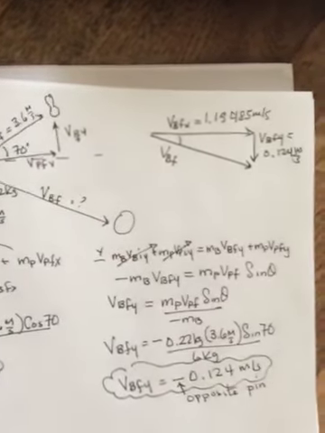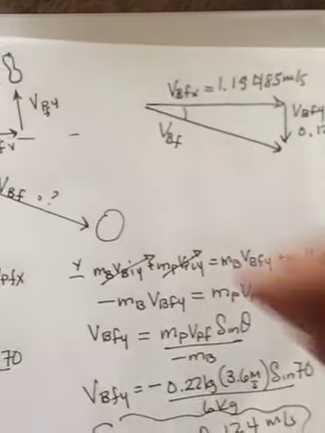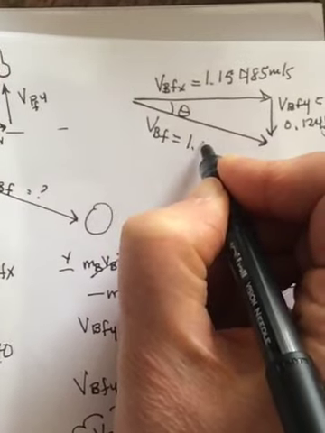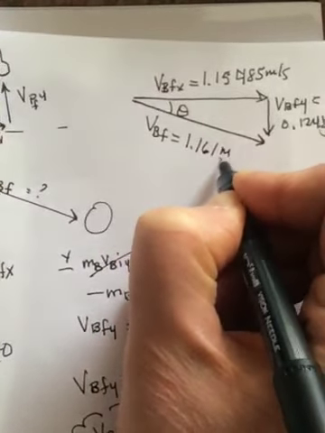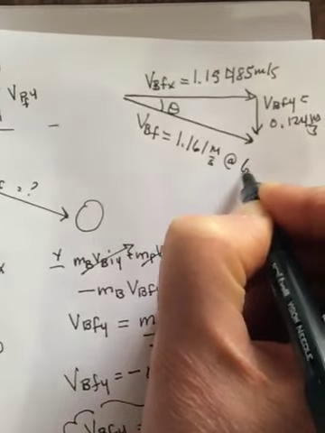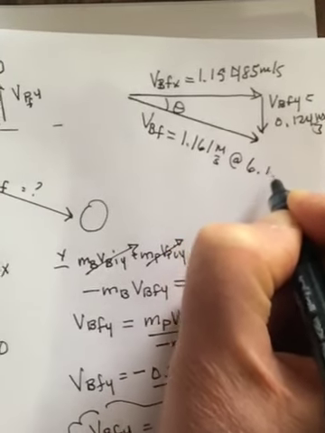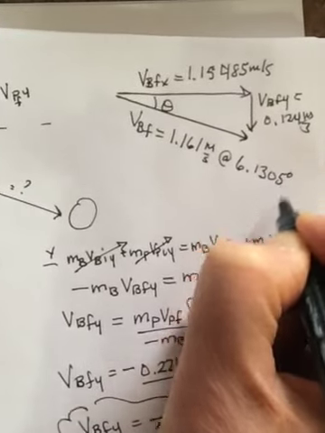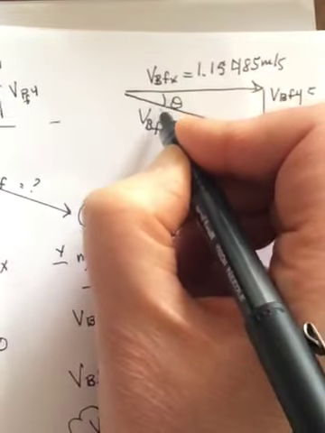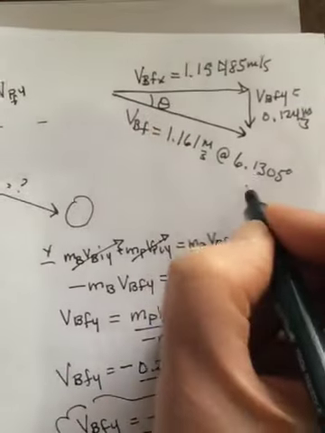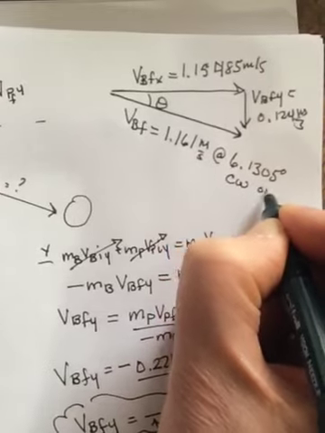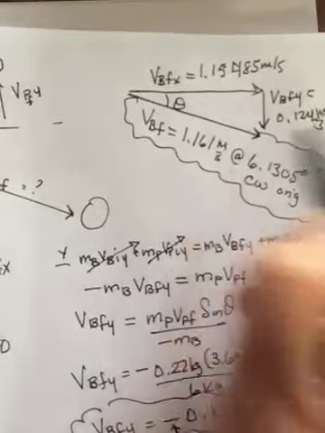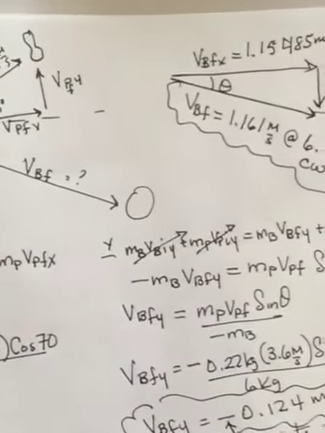So square them, add them together, take the square root, and then this is your theta. So when you square them and add them together and take the square root, you get 1.161 meters per second at an angle of 6.1305 degrees. And which way? Well, it's coming down from the original, so that would be clockwise of the original. And this is your final answer for number 36.